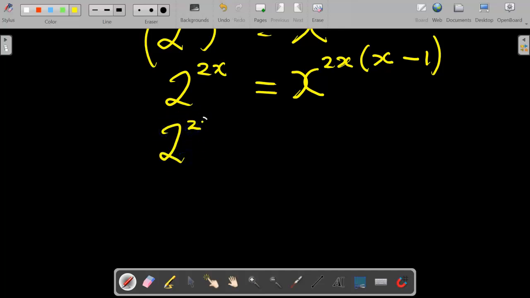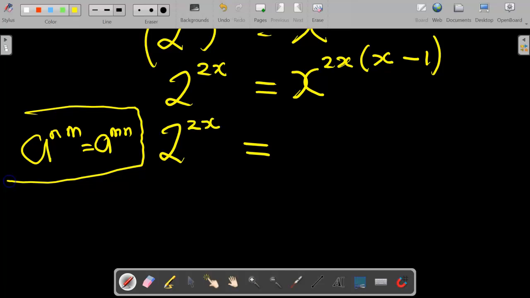raised to the power of 2x is equal to, now remember this law, you know multiplication is commutative. That is, the arrangement does not affect the answer in multiplication. So a raised to the power of nm is the same as a raised to the power of mn. So I'm going to rearrange my right hand side. So I have x raised to the power of x minus 1, then 2x.